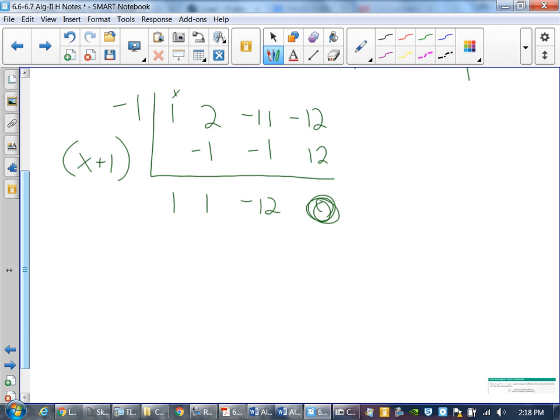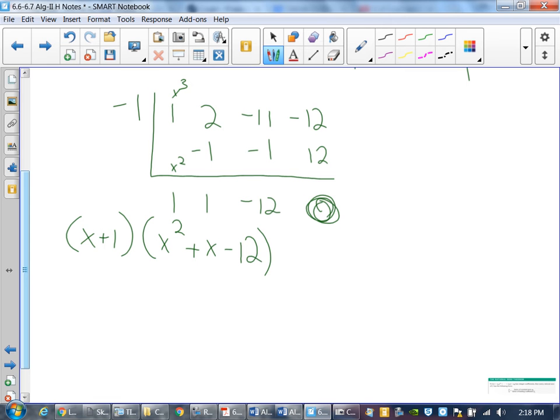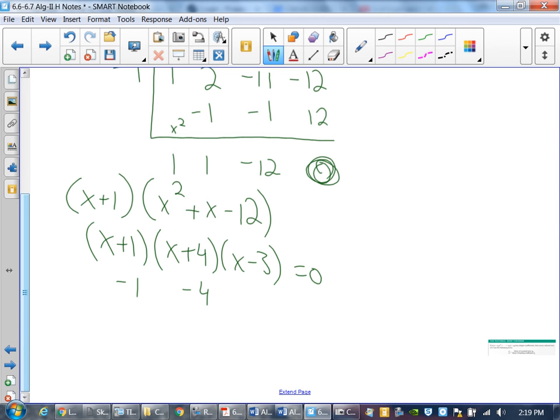Now, it started as a cubic. Now it's a quadratic, which means that it's going to be x squared plus x minus 12. So what times what is -12? You add together to get 1. 4 and -3. And then you're done. What are your zeros? -1, -3, and 4. There we go.